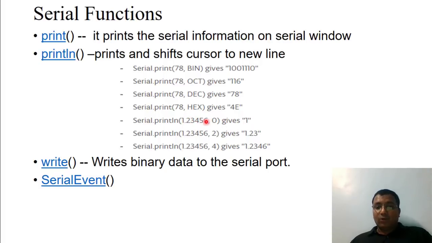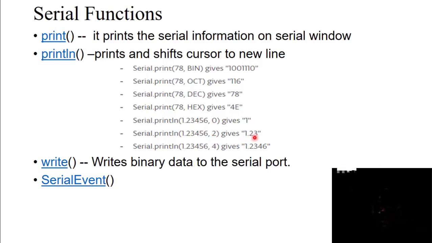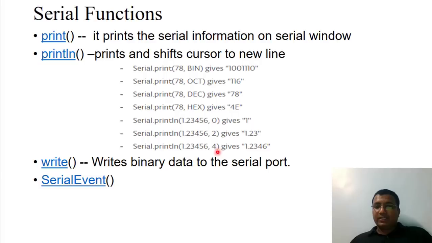1.23456. This is a floating point number, but if we use the index as 0, it will print only the numeric value, that is 1. If you use the index as 2, it will print 1.23, only two decimal places. And if you use 4, then it will print 4 decimal places.